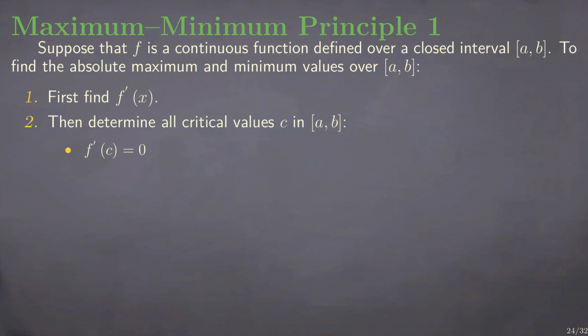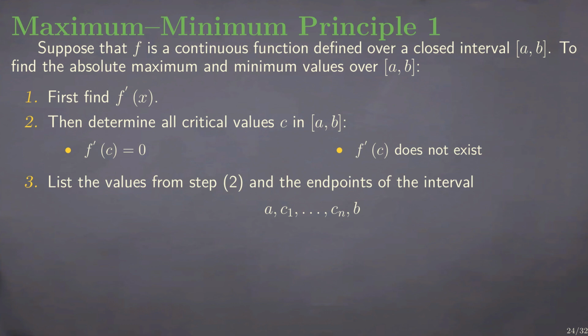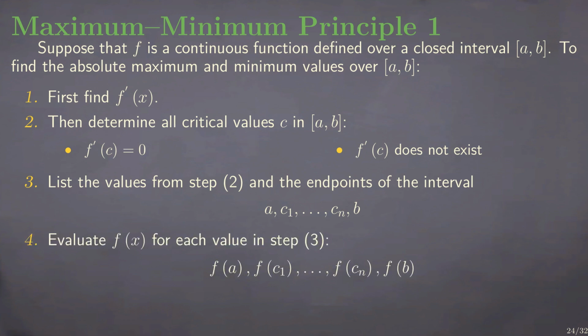Let me remind you that a critical value c is a value such that the derivative of f at x equals c is either 0 or does not exist. And the next step should be listing all the values that we found from step 2, adding the endpoints a and b. And after this, we need to evaluate f for each value that we already found here in step 3. And now we can conclude.